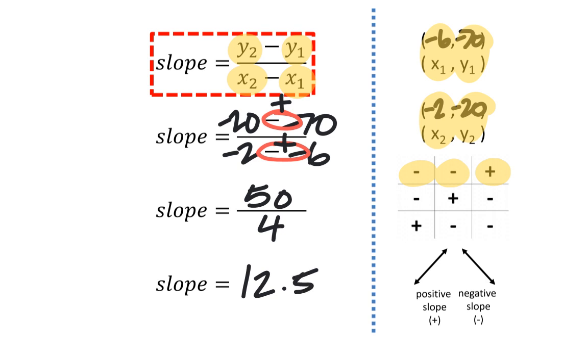Now, if you recall, our line was going up, therefore it had to have a positive slope. And if you take a look at our calculations, 12.5 is positive.